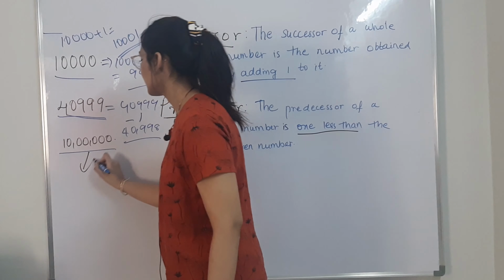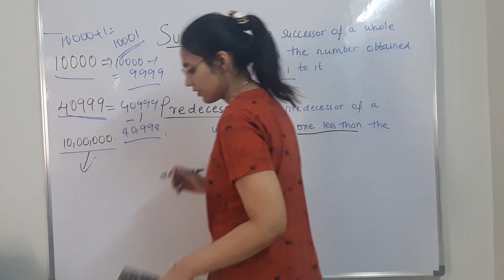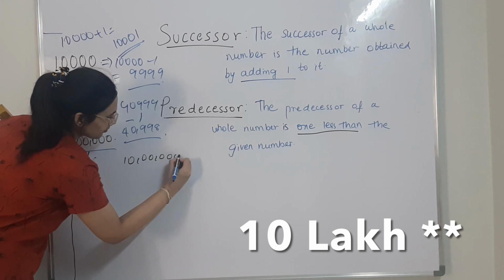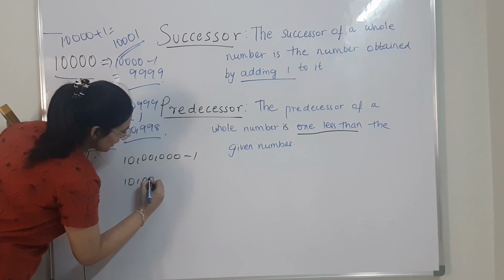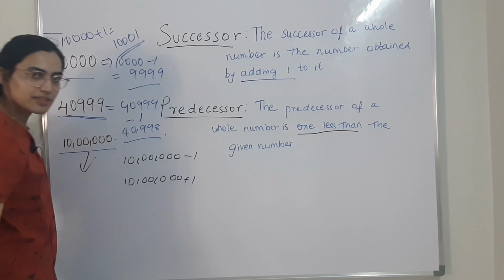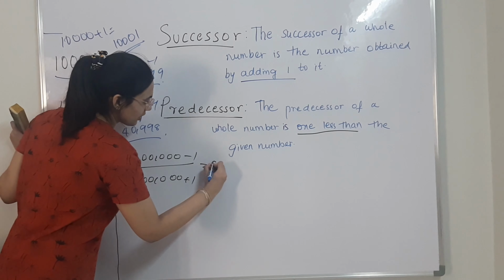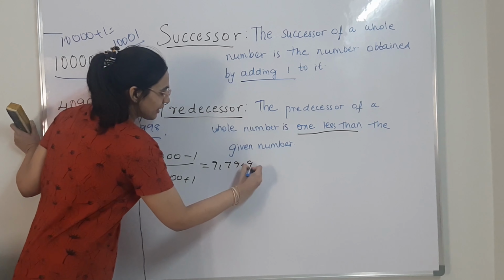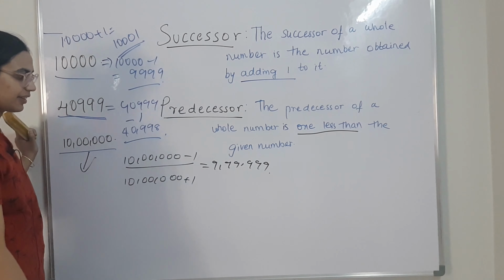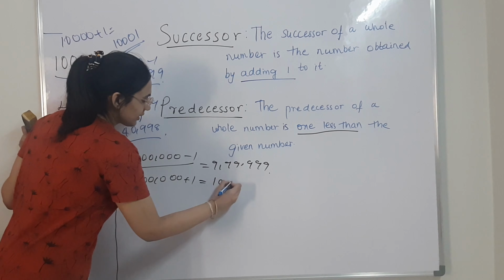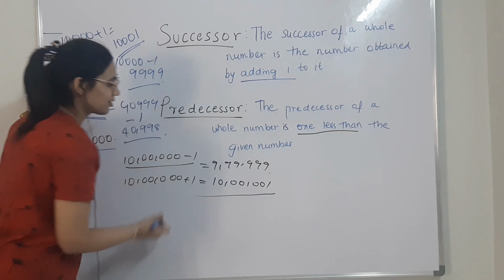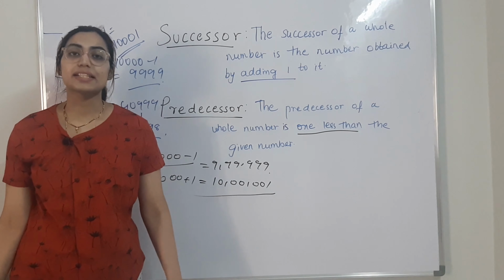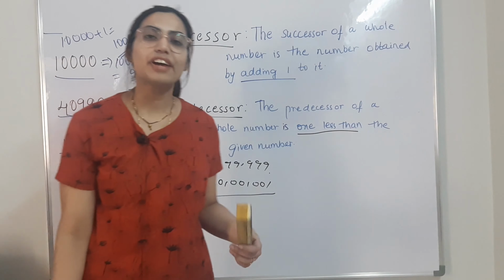Now let's find the predecessor and successor of 1 million. Minus 1 gives the predecessor, plus 1 gives the successor, right? So 10 lakhs minus 1, and 10 lakhs plus 1. 9,99,999 is the predecessor and 10 lakhs 1 is the successor. So this is how you find the predecessor and successor of any number for that matter.